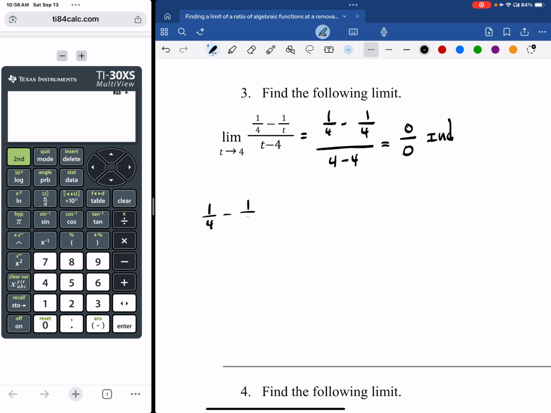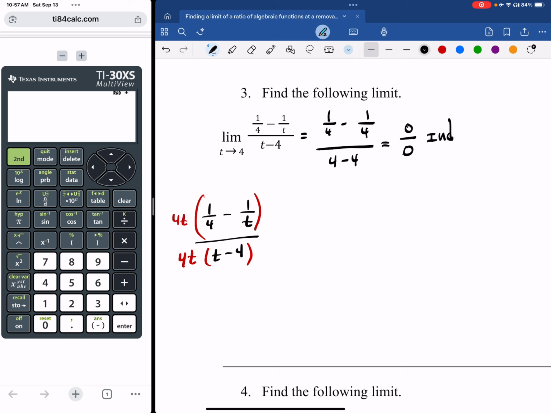1/4 minus 1 over t, and all of that is over t minus 4. This is called a compound fraction, where we have fractions over fractions. The easiest way to get rid of compound fractions is to multiply every single thing times the least common denominator of all terms. So where do you see denominators? I see a 4 and I see a t. Those are the only two denominators here in the compound fractions, so the least common denominator between those would be 4t. So the idea is I'm going to multiply the numerator by 4t, and I'm going to multiply the denominator by 4t. So again, all I'm doing is multiplying by the number 1.